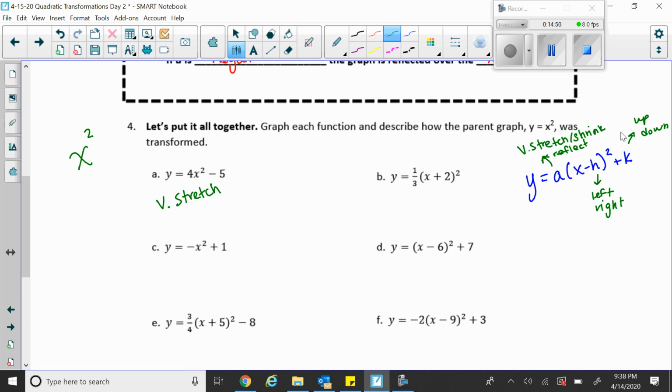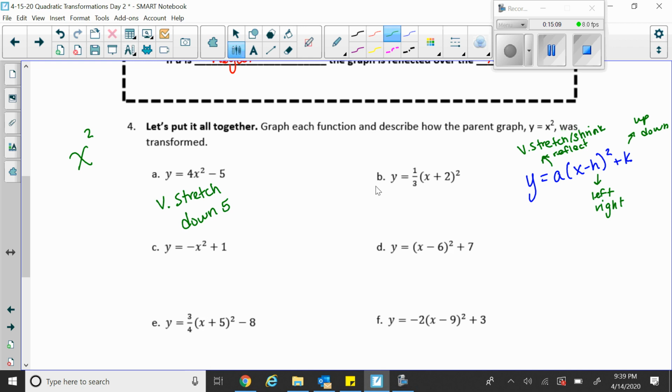So that means it moves it up or down. And remember, I told you K doesn't trick you. If it says minus 5, which it does, it's going to move it down 5. So the 4 vertically stretches it, and then the minus 5 on the end moves it down 5.